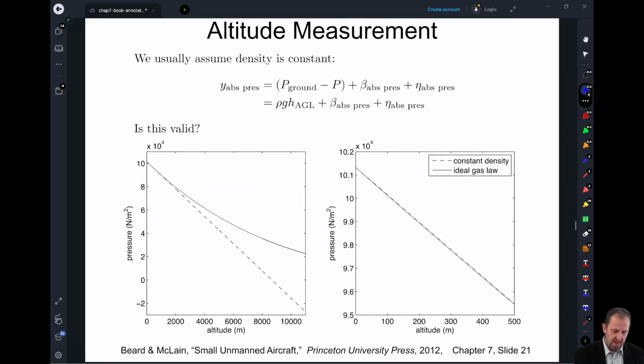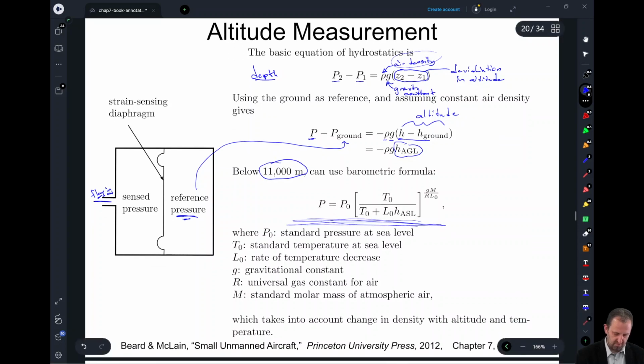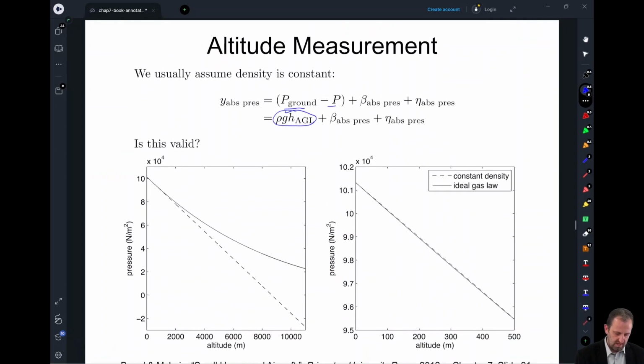So if we assume that the density is constant, then we'll just have that our P ground minus P can be modeled as rho g h AGL. So that's this formula that we looked at right here, which is really cool. So this is height above ground level. So it's rho g times h AGL. Then we're going to have our bias again. So we typically always have a bias that we have to measure out. And then again, we have our white noise.